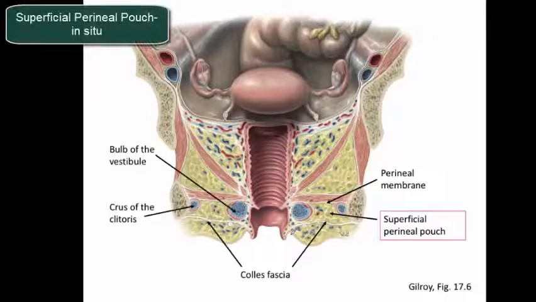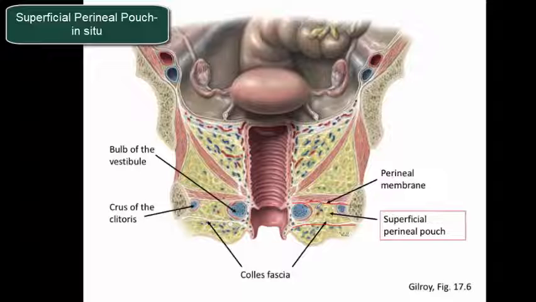I'm throwing in an image so that you can see it in situ. This is a coronally sectioned female pelvis with the cut going through the vagina. Notice the floor of the superficial perineal pouch is Colles fascia, while the roof is the perineal membrane.